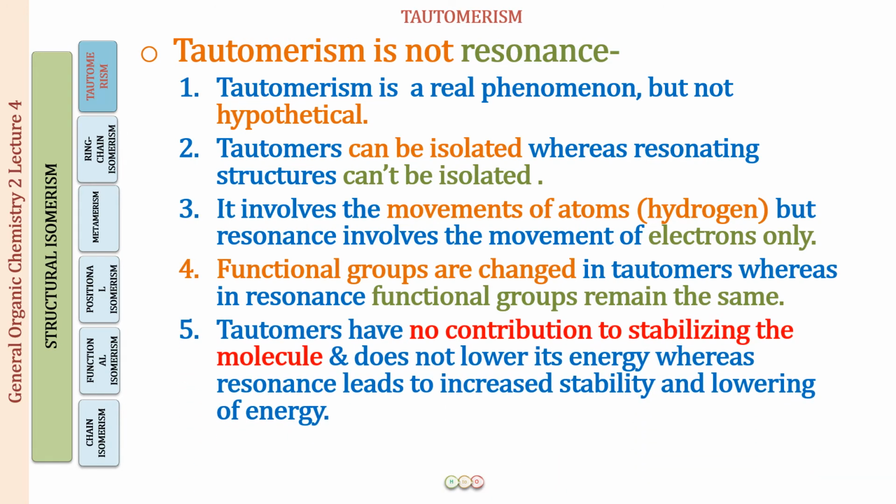Next, we have that the tautomers have no contribution to the stabilizing of the molecule, and it does not lower the energy, whereas resonance is going to increase stability and lower the energy. So you will understand more of this when you see some examples where the resonance is going to happen. But just remember that the tautomers are not going to contribute anything to the stability, no change in energy, whereas the resonance causes an increased stability and the lowering of energy. Another point you can add is that tautomerism is not going to cause any change in the bond length, the bond angle, the bond order. Whereas in resonance, there is a change in bond length, bond order, etc. All right. So that is how tautomerism is different from resonance. This is not going to be resonance.